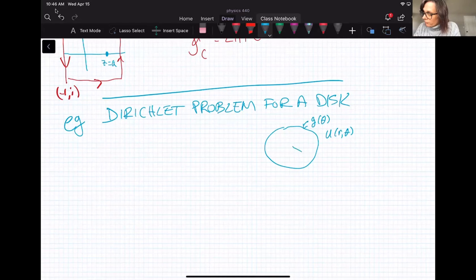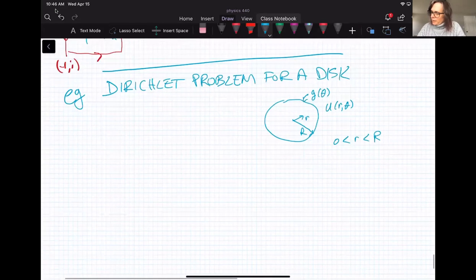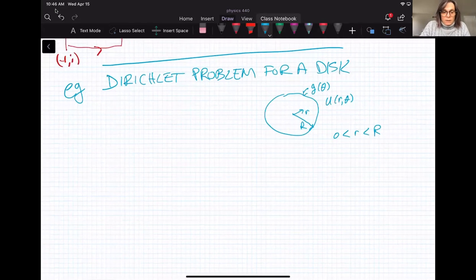We have, say, a radius capital R, and we want to know what is the temperature at radius little r, where little r is between 0 and capital R. Okay, so how would we go about doing this?